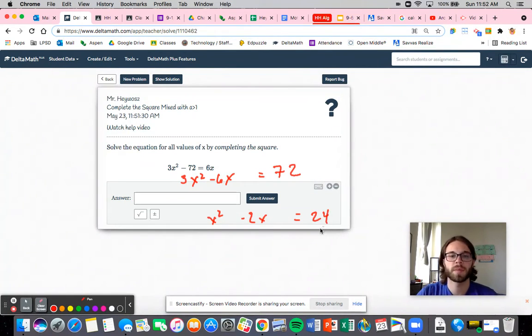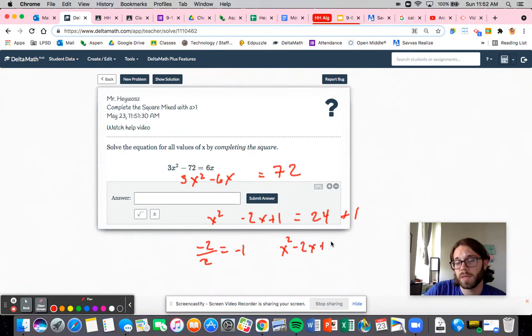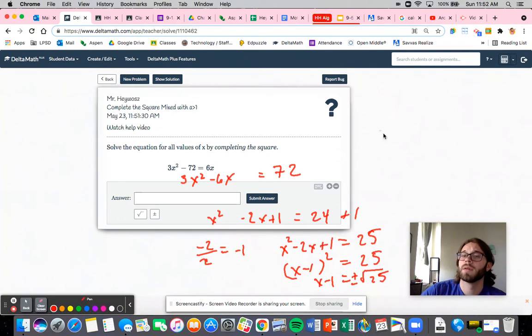24. Okay, now I need negative 2 over 2, which is negative 1. Negative 1 squared is 1, so plus 1 on both sides. That's actually going to be a nice one, right? So that gives you x squared minus 2x plus 1 equals 25, which gives you x minus 1 squared is equal to 25. So x minus 1 is equal to plus or minus root 25. So x minus 1 is equal to plus or minus 5.